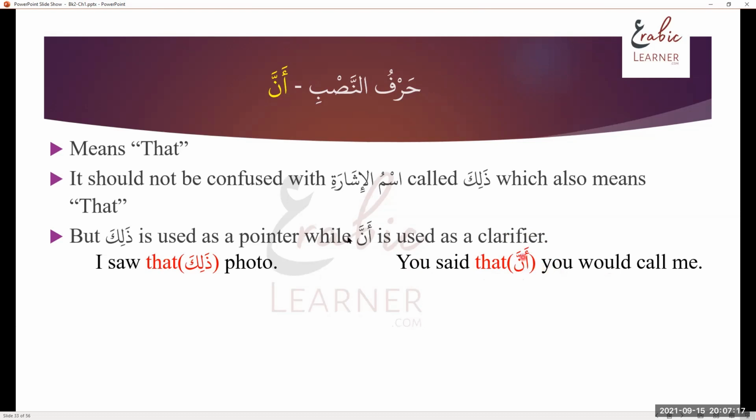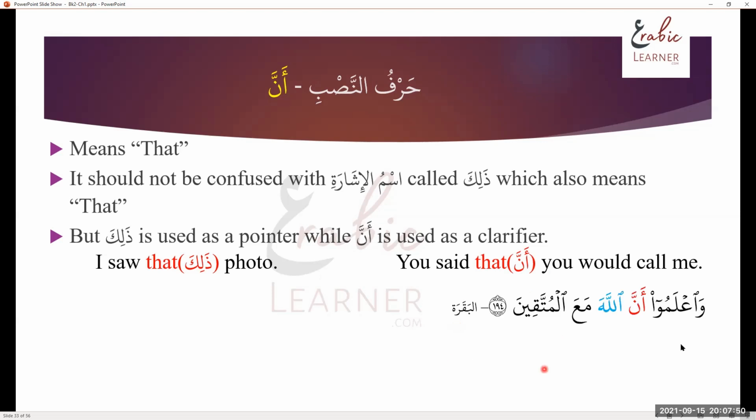So in English also you use that for ismul ishara, but as a clarifier also you use that. But alhamdulillah, in Arabic language, you have a separate word for the clarifier. So in Arabic, you have anna for that. That's why sometimes you will get confused, this also means that, that also means that, but you will know it in the sentence.